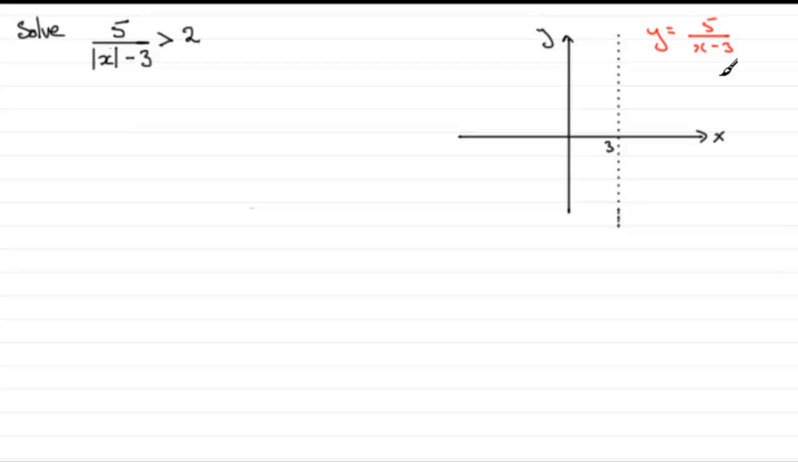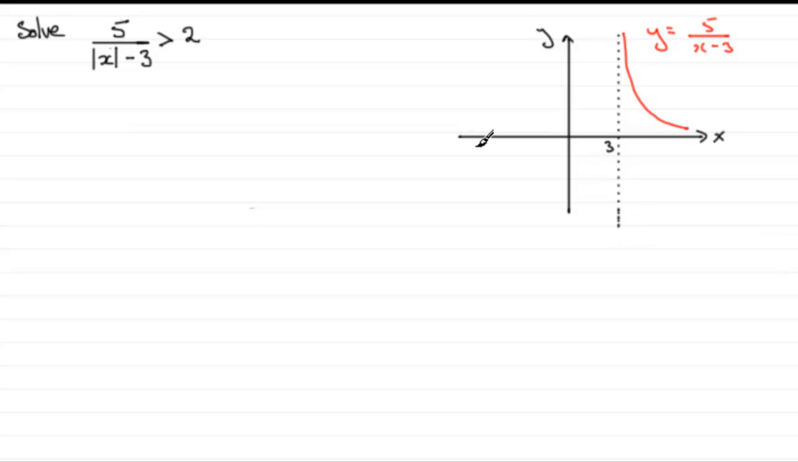But then we're multiplying it by 5, so it's going to be stretched parallel to the y-axis by scale factor 5. But essentially it's still going to retain much the same kind of shape. So if I sketch this in, we're going to get our graph looking something like this. And then it's going to be on this side as well.